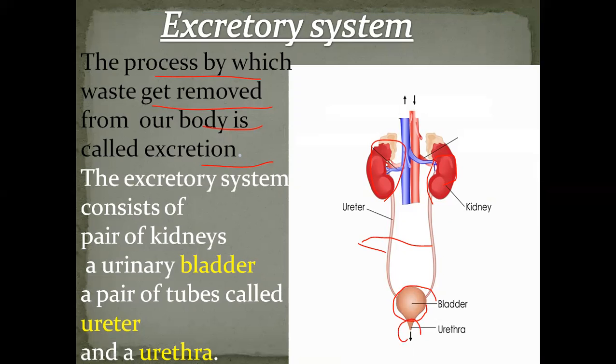So the formation of urine takes place inside the kidneys. Once the urine is formed, it passes through the ureter and reaches the urinary bladder. Once the urinary bladder is full, we feel like passing urine, and urine is passed through the urethra.